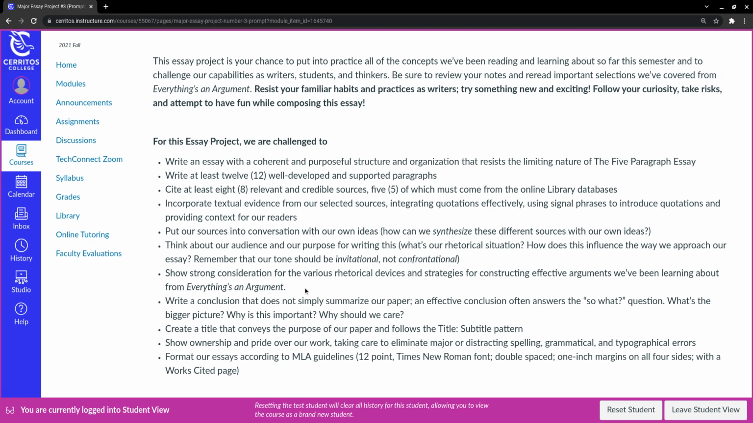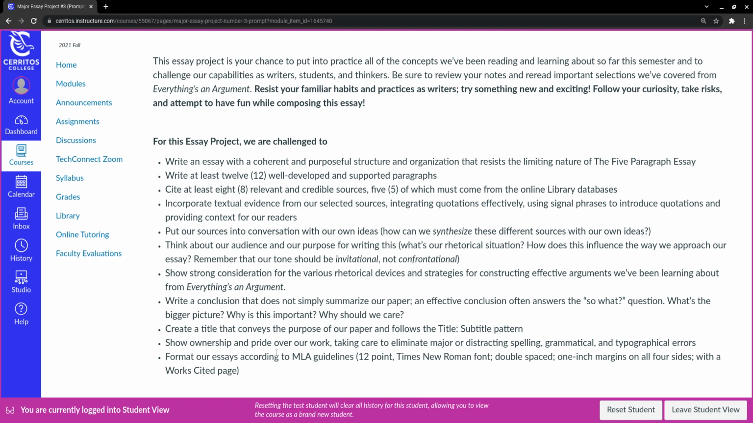We're challenged to write a conclusion that does not simply summarize our paper. Remember that summary style is a carryover of the 5-paragraph essay structure, and again, we're moving beyond that. So we want to make sure that we are addressing the so what question. In other words, we are underscoring the significance of the ideas we explored in our essay. What's the bigger picture? Why is this important? Why should we care about this? A good way to do this is to point toward the future. How are the ideas explored in your essay going to influence the future? That's a good way to address it.